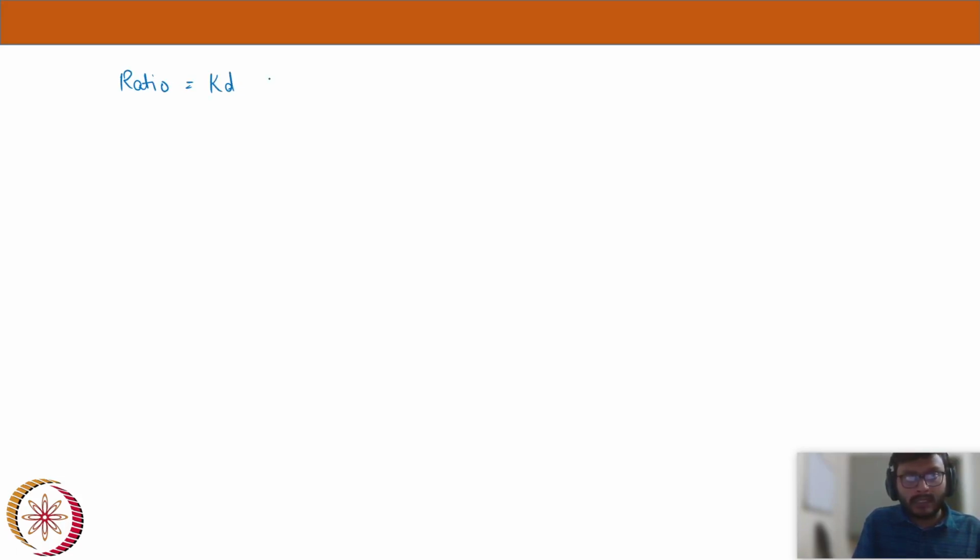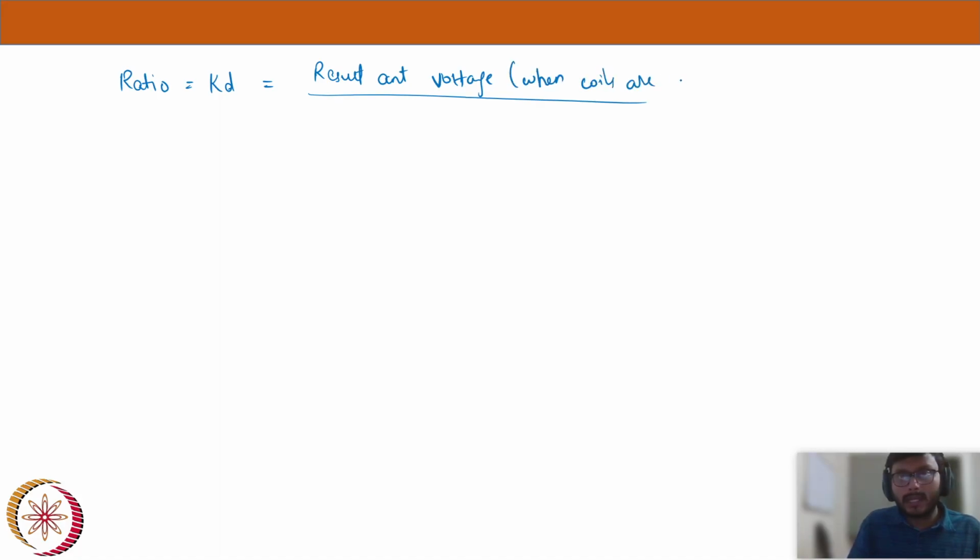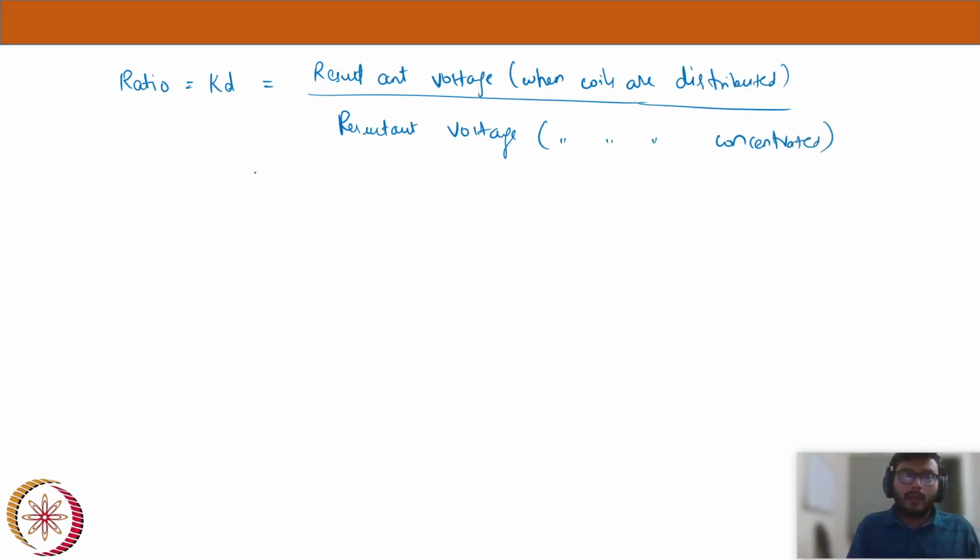That thing is nothing but the KD which we are interested in. Now, the KD will be the resultant voltage when coils are distributed divided by the resultant voltage when coils are concentrated. Okay.